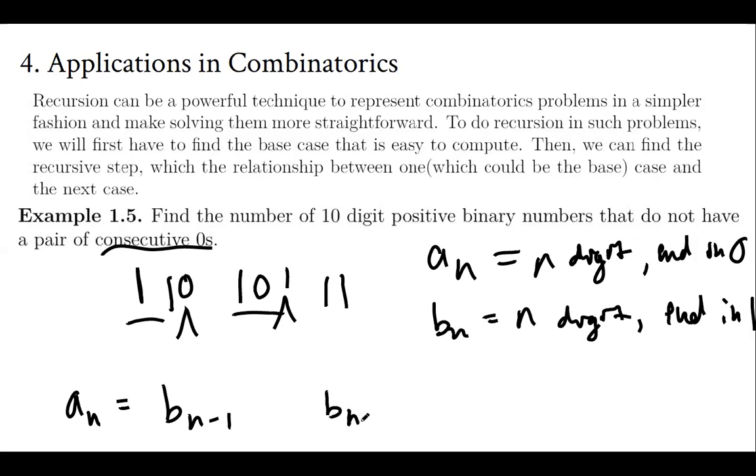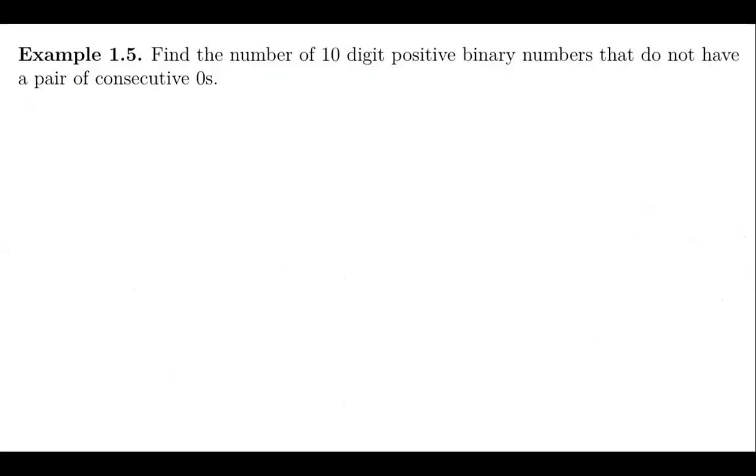But for b_n, we have more possibilities. We can add on a 1 to the end of a number that ends in 1. So that's a_(n-1). And we can also add on a 1 onto a number that ends in 0. So that's b_(n-1). So now that we have this recursion, we can make a table for it here.